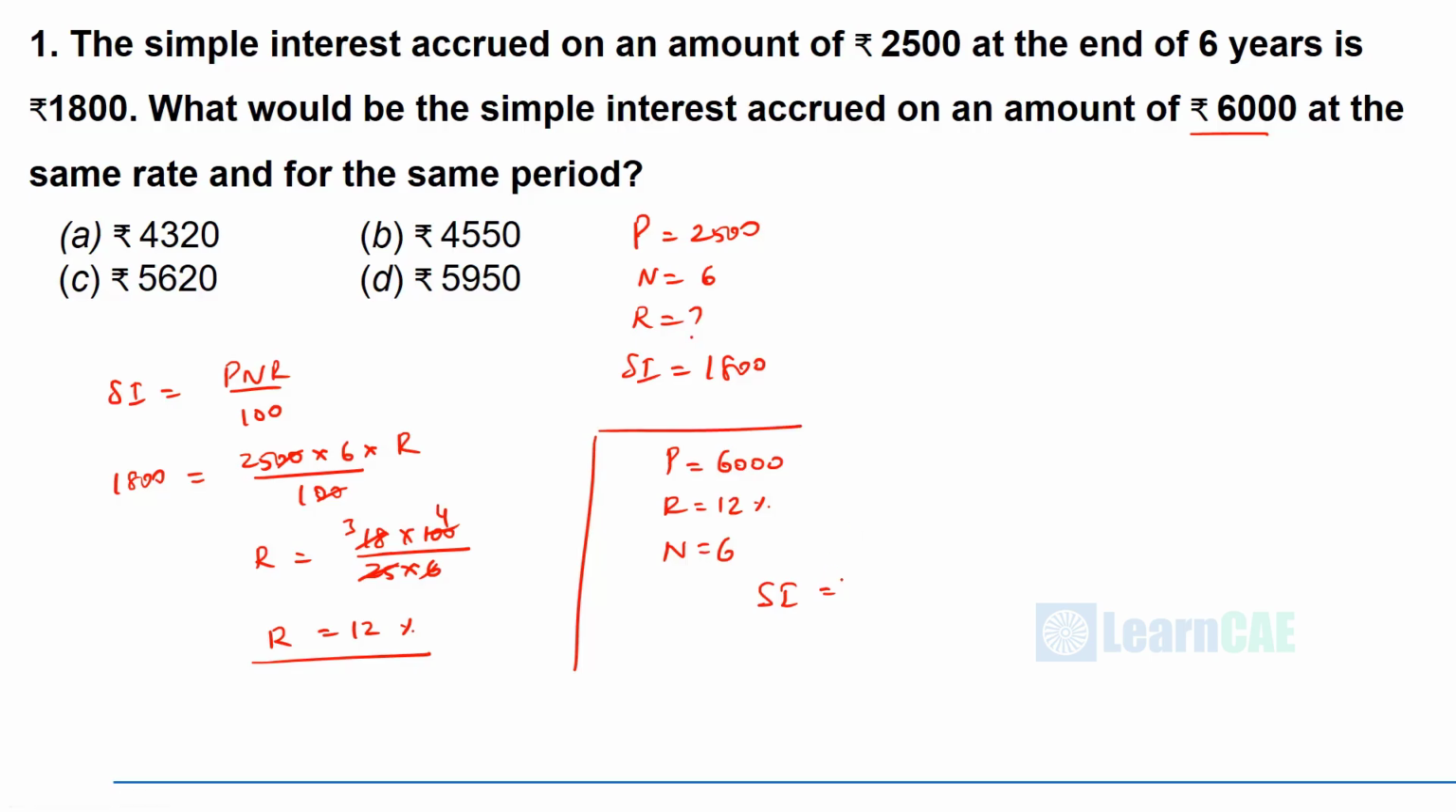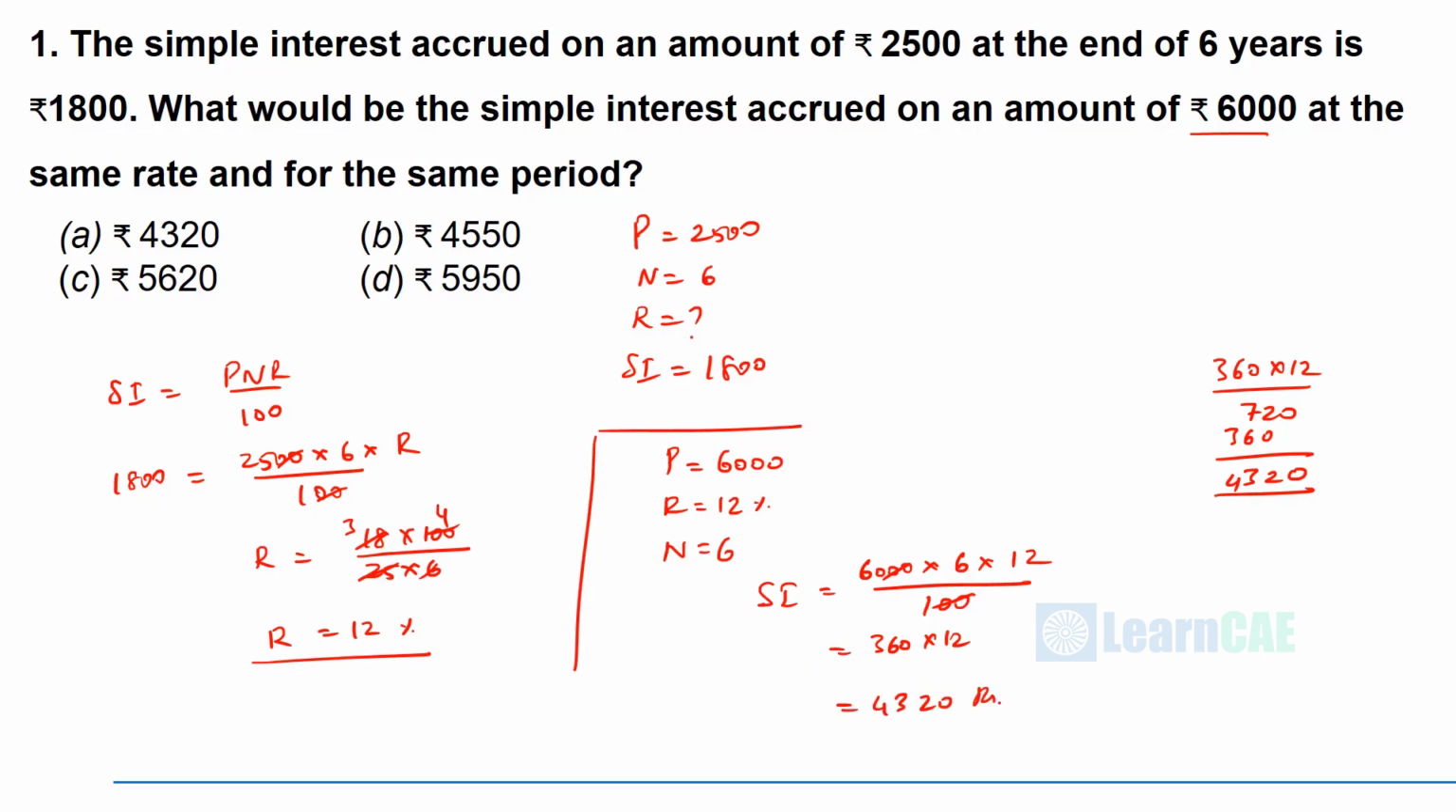This is equal to PNR by 100, that is 6000 into number of years 6 into rate of interest 12 divided by 100. This will be 360 into 12. 360 into 12. This is 720. This is 360, which will be 0, 2, 3, 4, which is equal to 4320 rupees. So the answer is A, 4320.